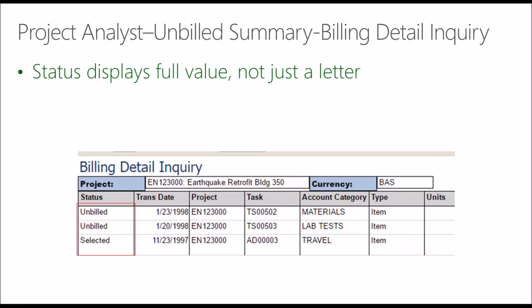Now under the project analyst, again, some of these are little tweaks, but some things make a lot of sense. For example, the billing details inquiry report, when it would show you the status, it would show you the single letter value, U or S, in this example here. Well, if it's going to put U, let's at least spell it out for people. Obviously, U means unbilled, but if you have the space, and we definitely have the space here, why not print out everything? So we've made it print out unbilled and selected based on the statuses that have been set up in the system.